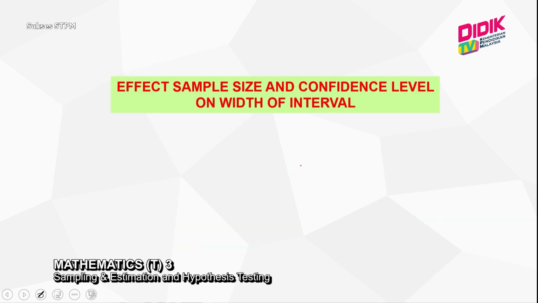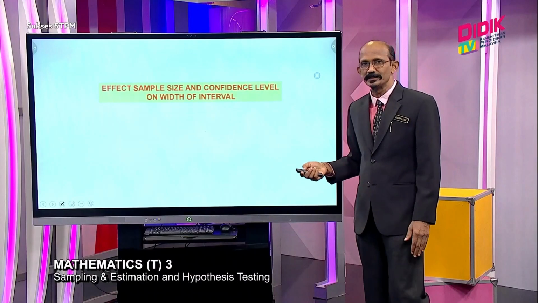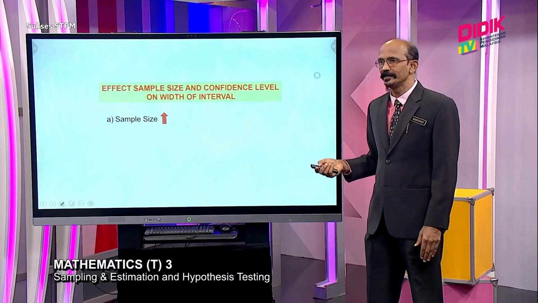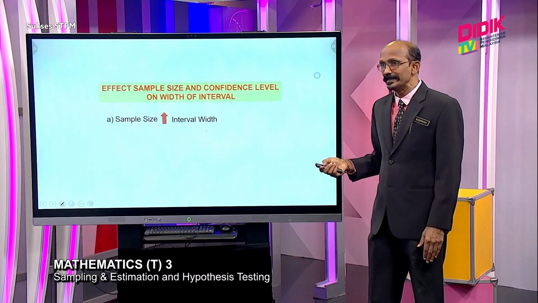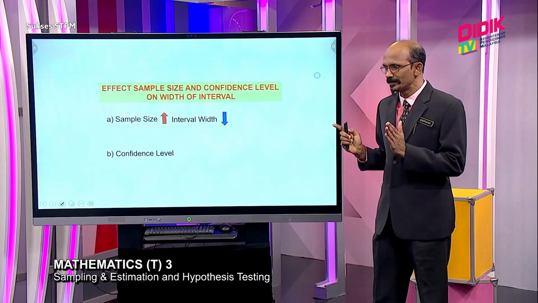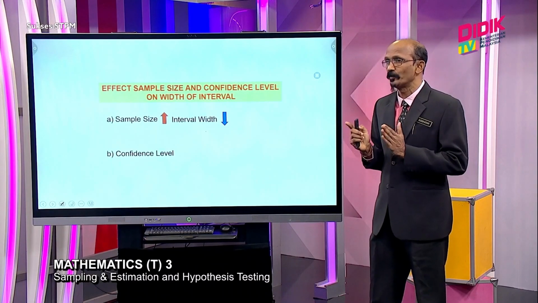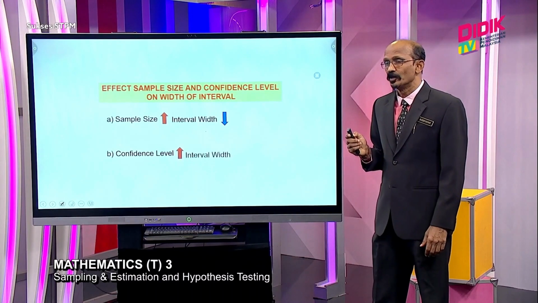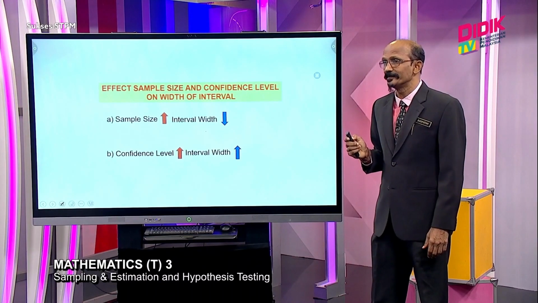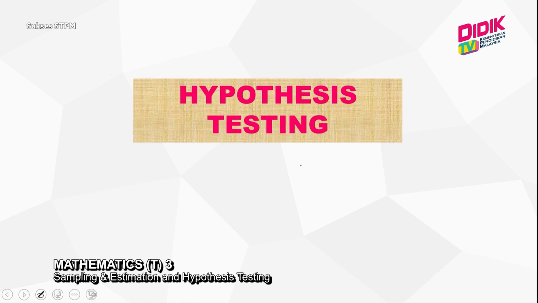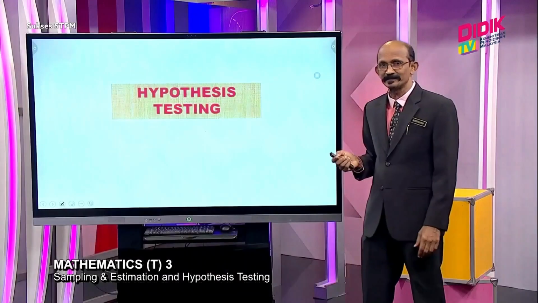So, the effect of sample size and confidence level on the width of the interval. You should know that when sample size increases, the width of the interval will decrease. We want to make the interval much narrower. When confidence level increases, the interval width also will increase. So narrower is much better. We continue. Next chapter is hypothesis testing.